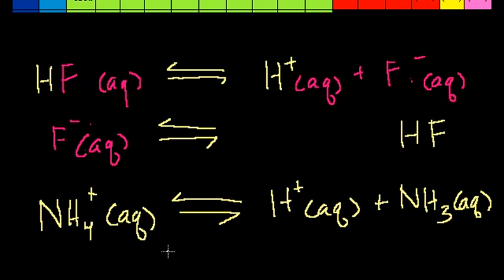Let me do that in that magenta color. It's aqueous. And where did it get this hydrogen from? Well, it got it from one of the surrounding water molecules, which was H2O. Since it gave away one of the hydrogens, now it's just OH minus. So the surrounding water molecule is OH minus aqueous.